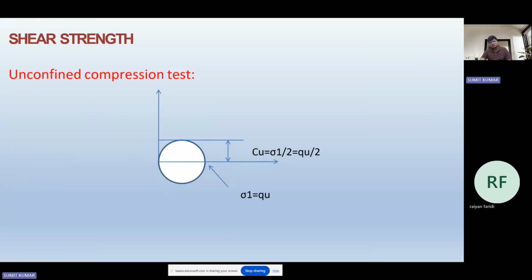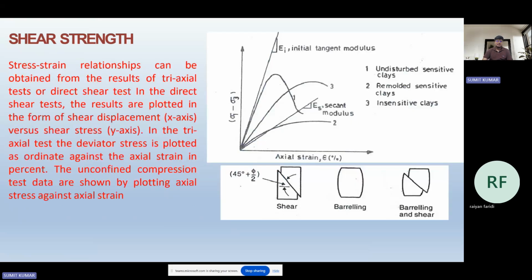Over here the c u equal to sigma 1 by 2, or q u by 2. Basically, that term is present only there. Now some other points are also there, and the 45 plus phi by 2 is the angle with the principal plane, which is already discussed.